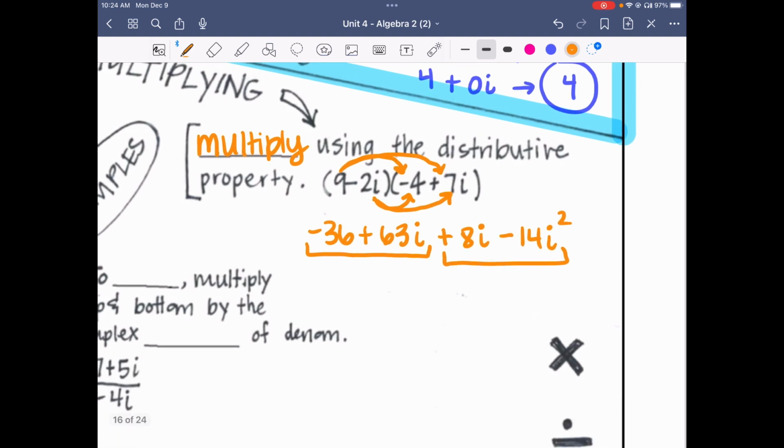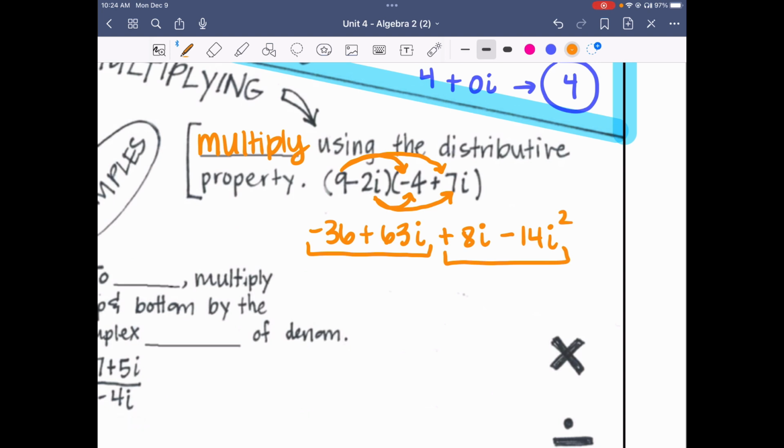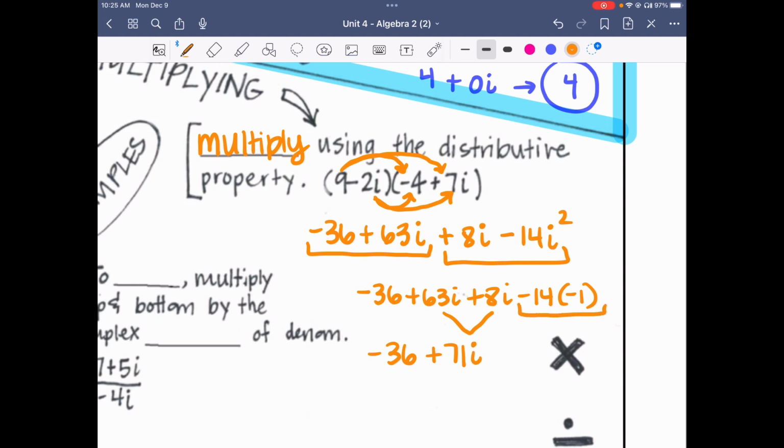All right, now I am simplifying, combining like terms. So I'm going to just rewrite this really quickly as negative 36 plus 63i plus 8i, and I'm going to go ahead and replace the i squared with negative 1. If I were to combine the 63i and the 8i, I would have negative 36 plus 71i, and negative 14 times negative 1, that would be the same as positive 14. And then I can also combine the negative 36 and the 14.